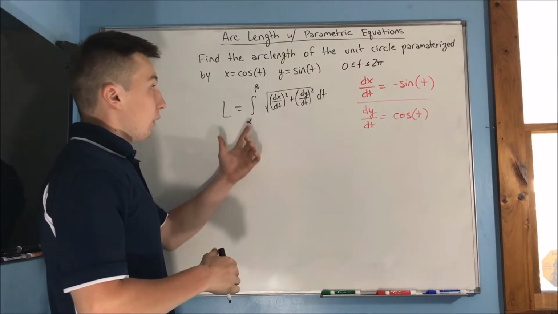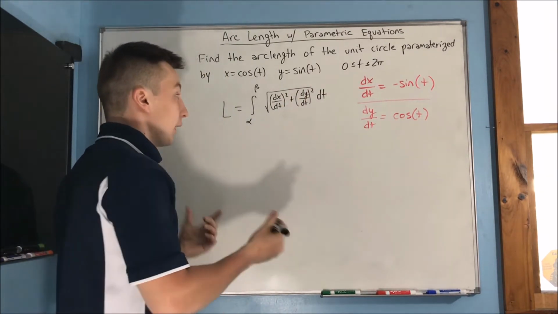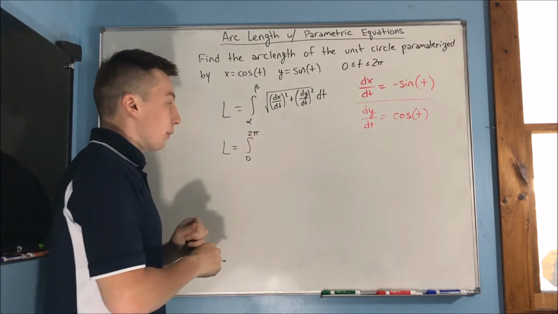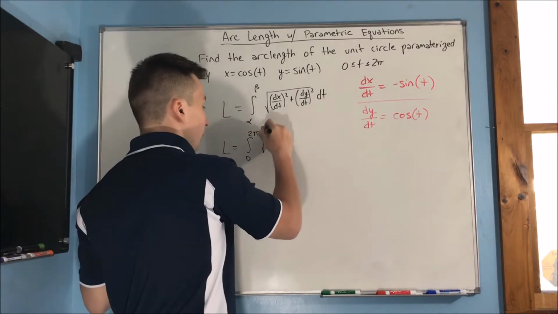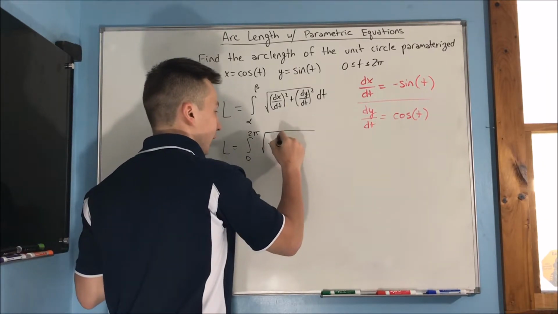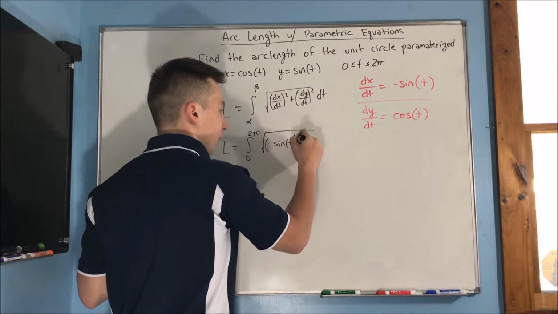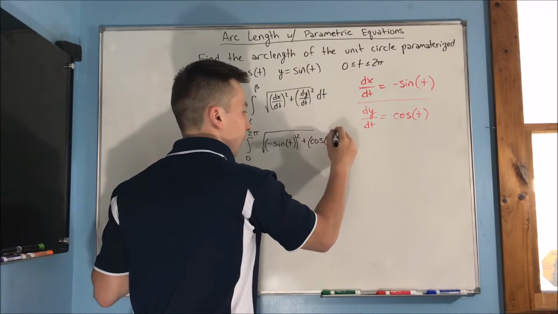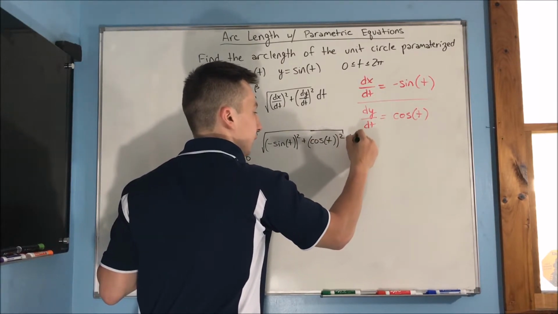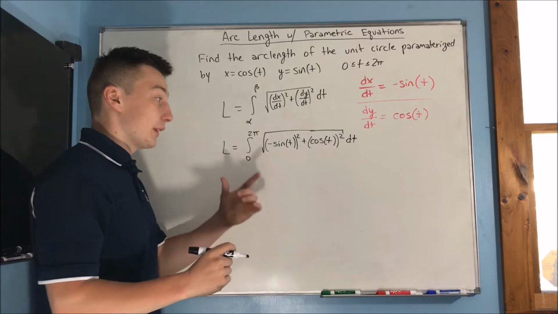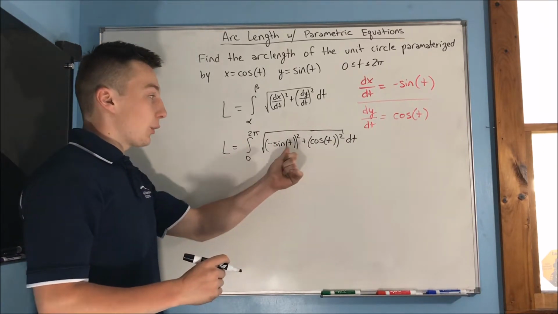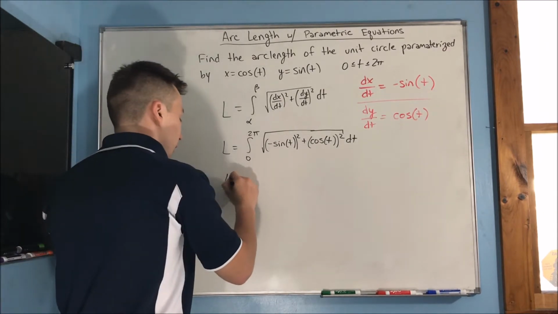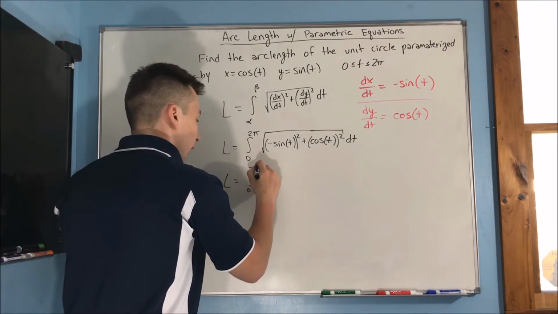Alright, so now, like I said, our bounds are from 0 to 2 pi. We can plug everything into the integral to get that the arc length is the integral from 0 to 2 pi of the square root of negative sine of t, that'll get squared, plus the cosine of t, which is squared as well, dt. You see here we have something extremely nice. This is going to be sine squared t plus cosine squared t, so we're actually just going to get 1 here. So this is equal to the integral from 0 to 2 pi of dt.